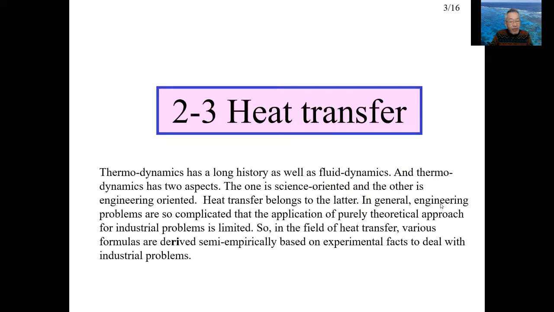Thermodynamics has a long history, as does fluid dynamics. And thermodynamics has two aspects. One is science-oriented and the other is engineering-oriented. Heat transfer belongs to the latter. In general, engineering problems are so complicated that the application of a purely theoretical approach is limited. So in the field of heat transfer, various formulas have been derived semi-empirically based on experimental fact to deal with various industrial problems.